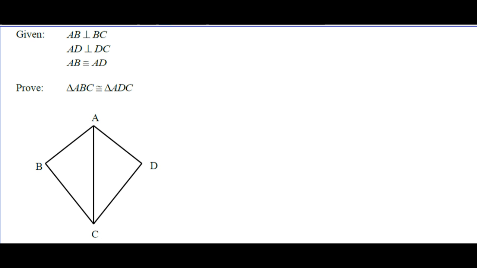Okay, AB is perpendicular to BC. AD is perpendicular to DC. I think I see hypotenuse side, maybe. AB is the same as AD. And here's the hypotenuse, which is a common side, right? Let's mark that one, kind of 3. So if the hypotenuse is common to both triangles, they have an equal side. It's hypotenuse side, right? That's the plan. Plan, HS.